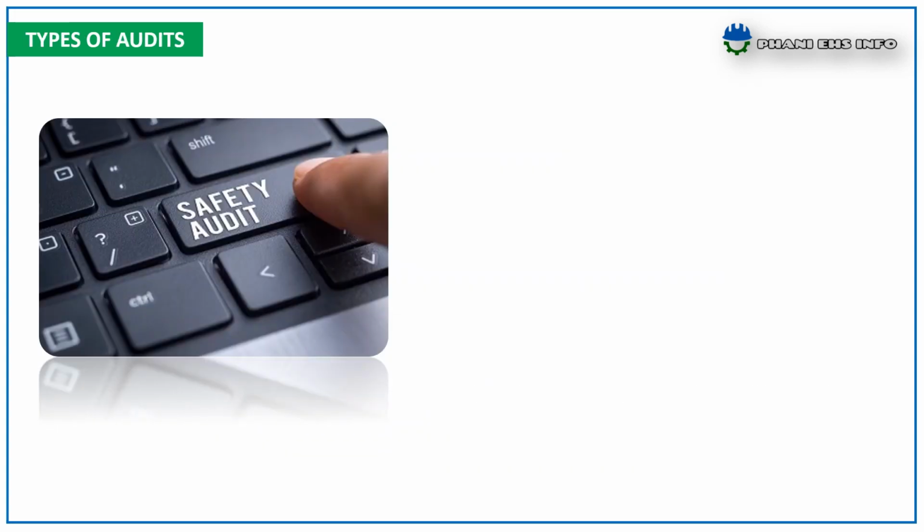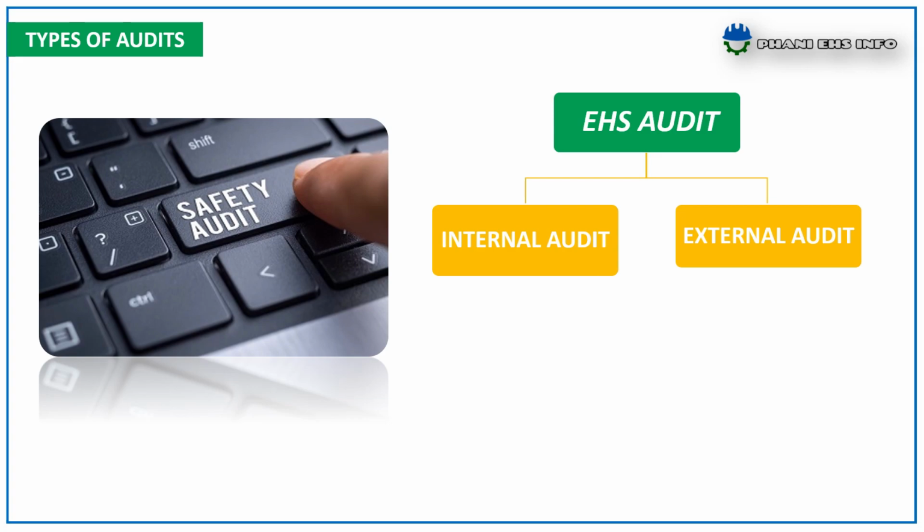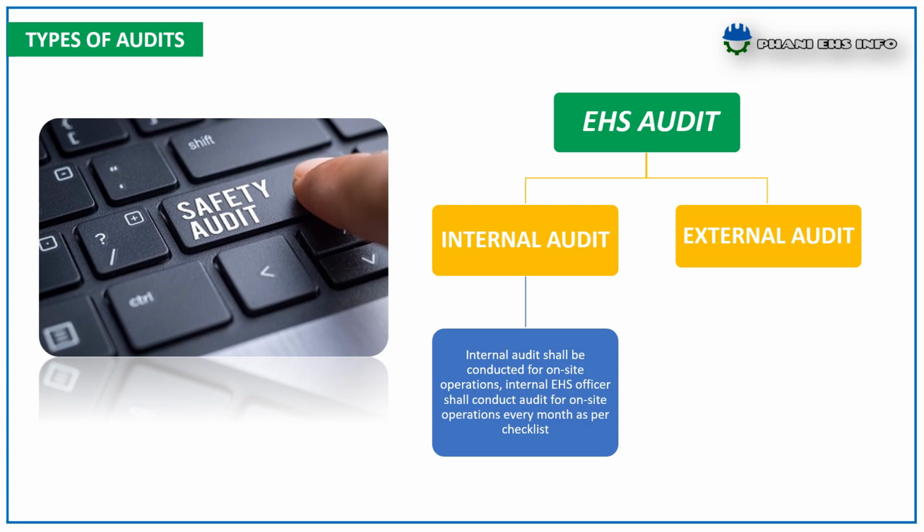This session I discuss about the process and procedure of safety audit system. First of all, we have to know what are the types of audits. Safety audit shall be done to ensure safety of workers and employees. Two types of audits can be conducted. One is internal audit and another one is external audit.